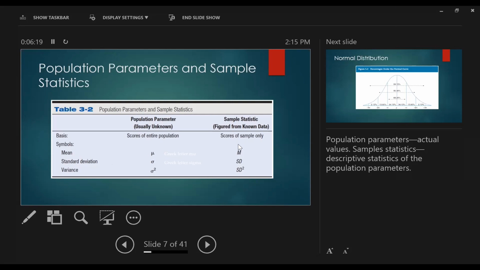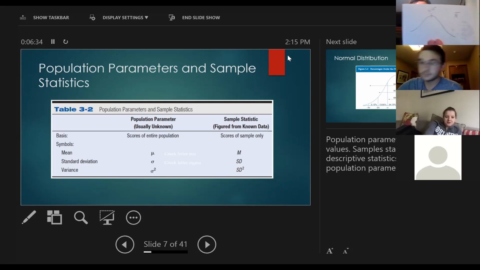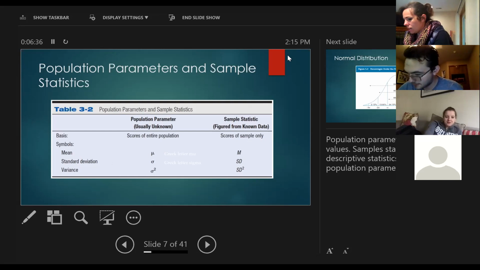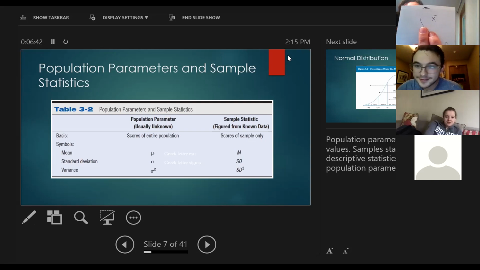If you're doing a mean for a sample, you would do a large M, or you might also see it like this. I think your text occasionally will do this too. Sorry, this is not very clear. My little doodle is going to get even smaller. You guys see that? It's like an X bar.